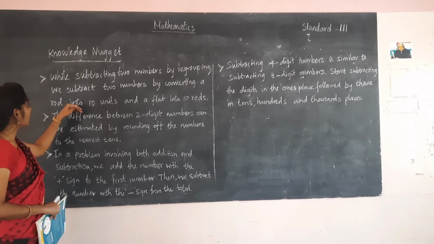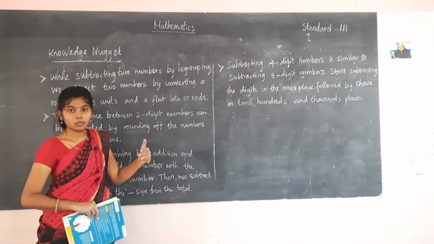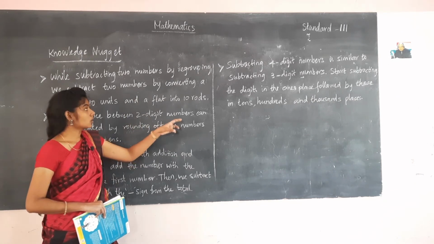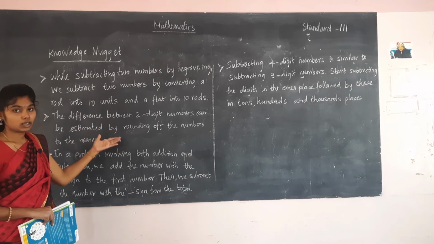So this is how to convert, that is regrouping a number, where we borrow the number and carry it over. This is what it means to regroup while we are subtracting the two numbers.